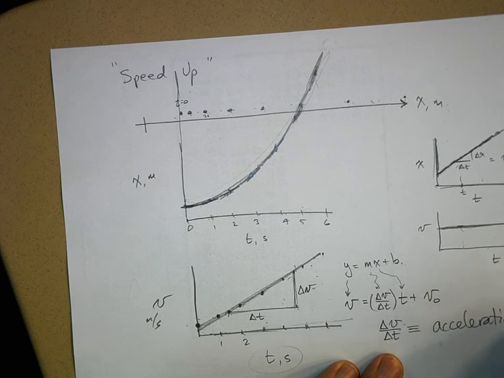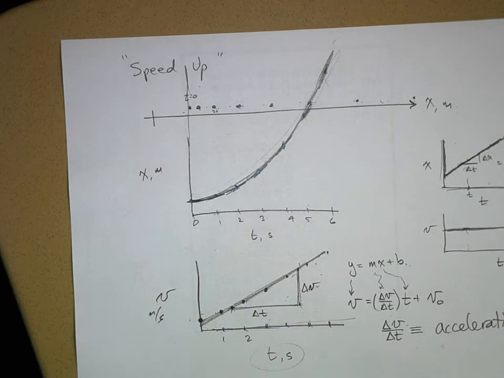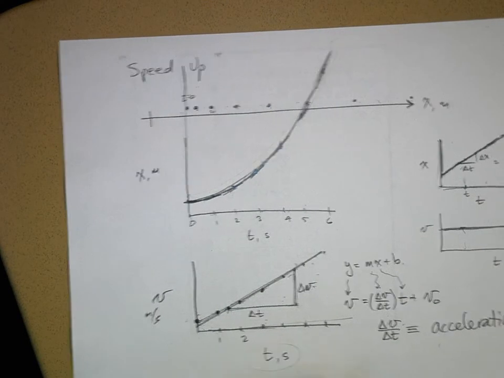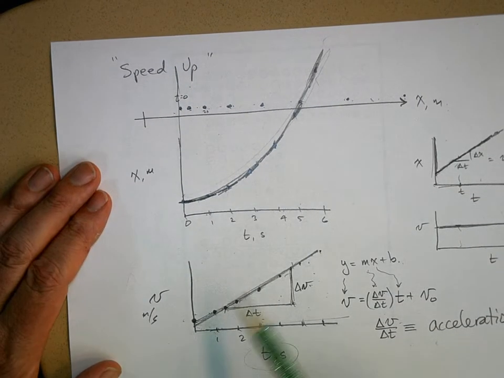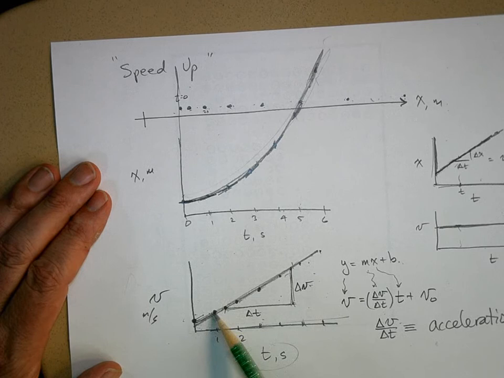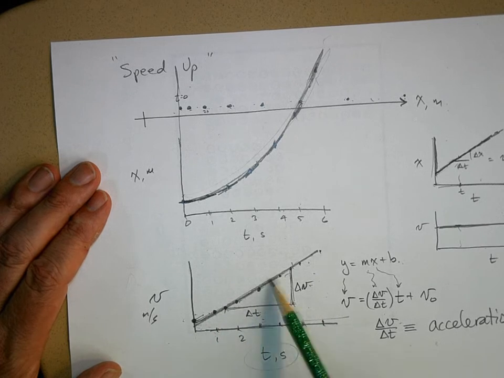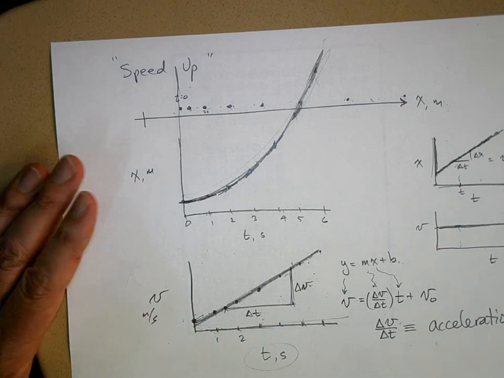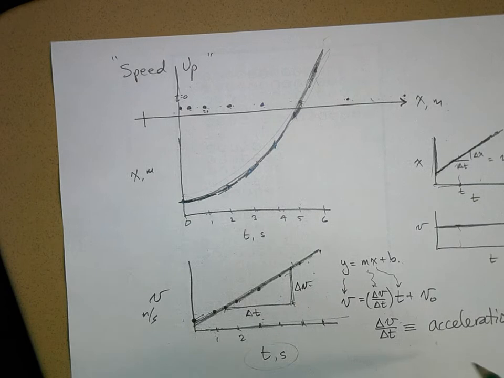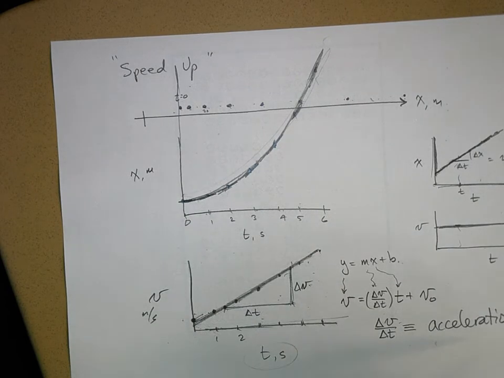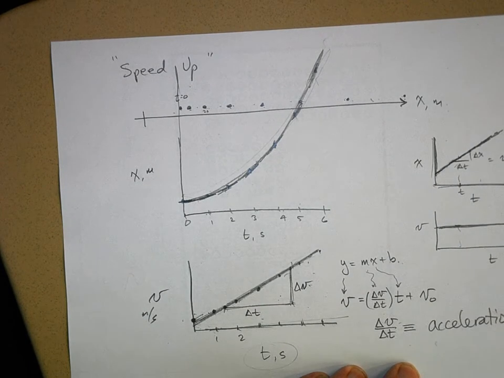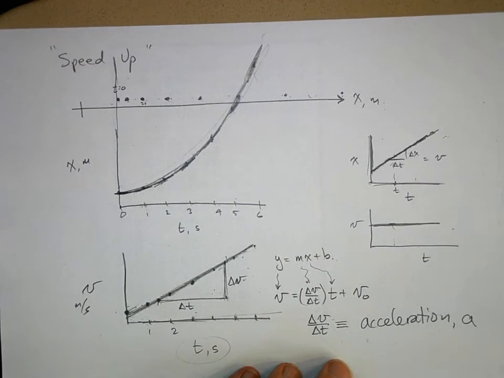Now, I'm just going to call it acceleration for now, but it's average acceleration. And because the acceleration is a constant, the slope of that line isn't changing with time. Because the slope is a constant, the average acceleration is equal to the instantaneous acceleration, so we're not going to worry about that. We abbreviate that with the letter A. Oh, I'm sorry. If I go off screen, please let me know.